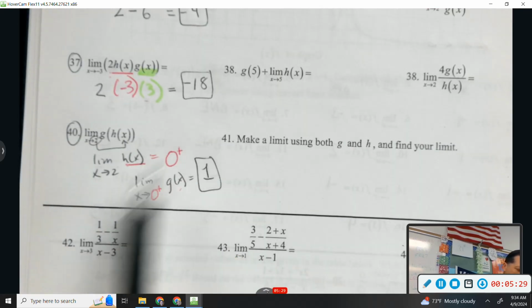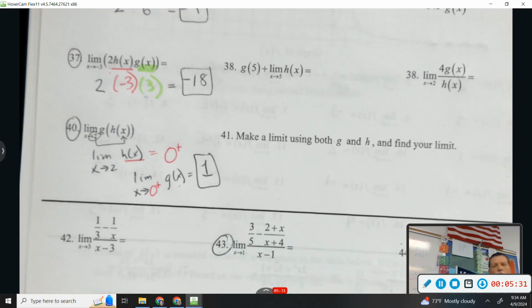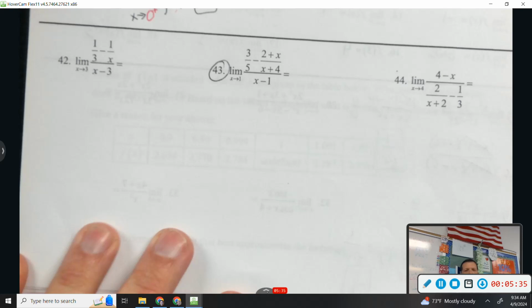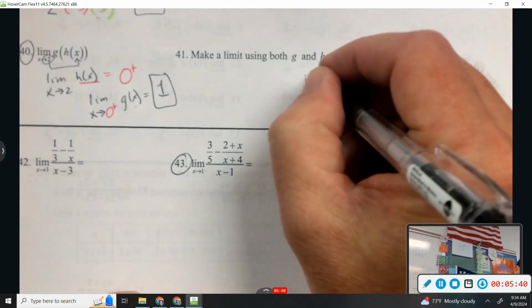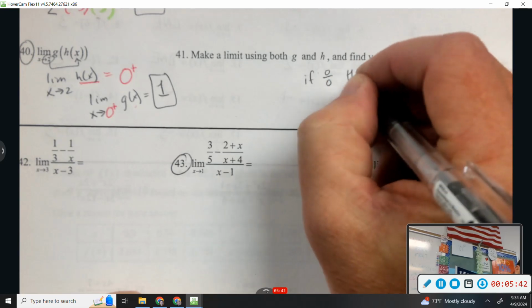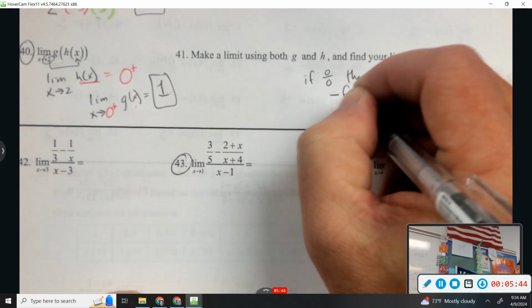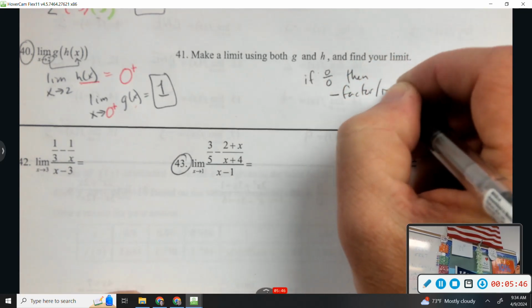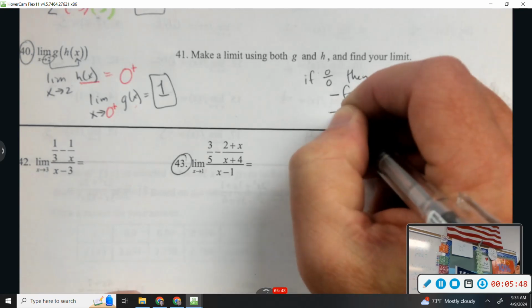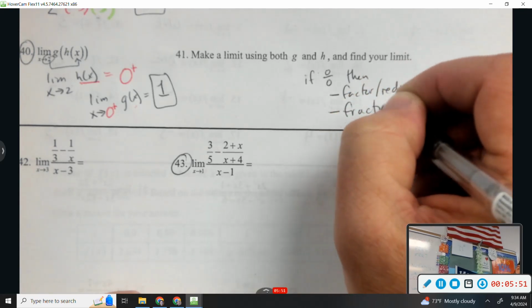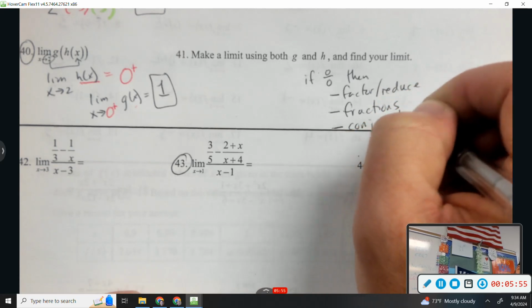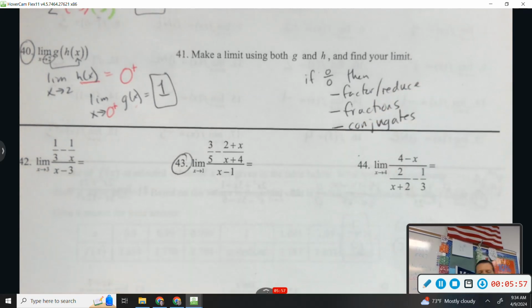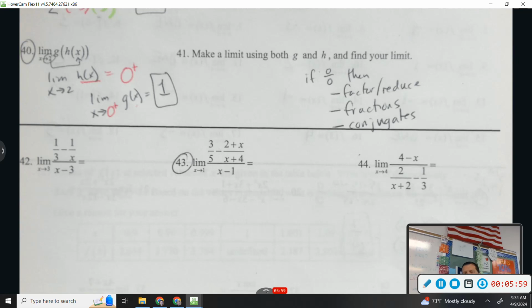Okay, 41, 42, 43. Oh, more algebra tricks. This one looks like it'll be the fraction clearing algebra trick. Remember, there's 3 algebra tricks. So if you get 0 over 0, then you can either factor reduce. We did some of those already. You can clean up fractions. That's what we're about to do. Or you can multiply by conjugates. Those are your sort of 3 options if you get 0 over 0.